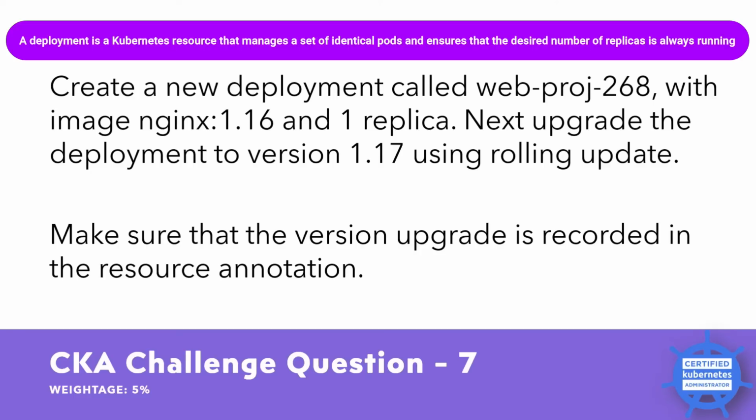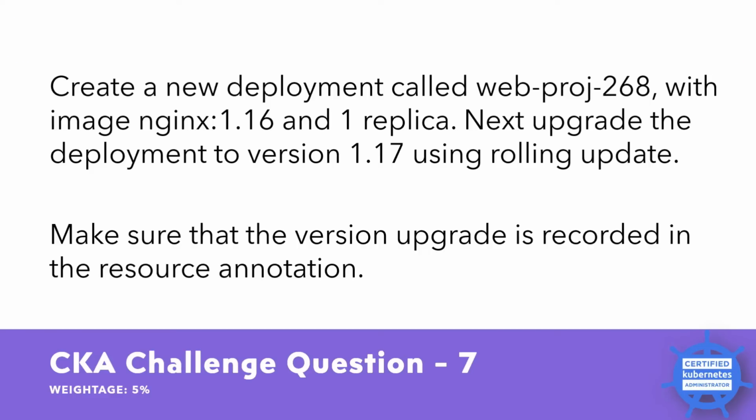A deployment is a Kubernetes resource that manages a set of identical pods and ensures that the desired number of replicas is always running. Upgrade the deployment to version 1.17 using a rolling update. A rolling update is a deployment strategy that replaces the old replicas with the new ones gradually, one by one, to ensure that the application remains available and responsive throughout the update process.